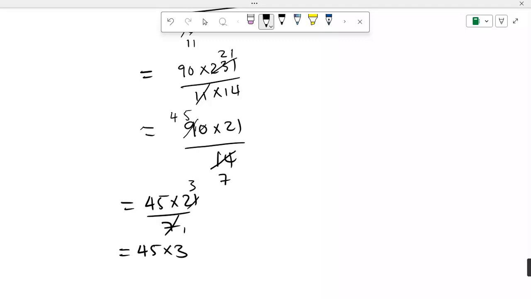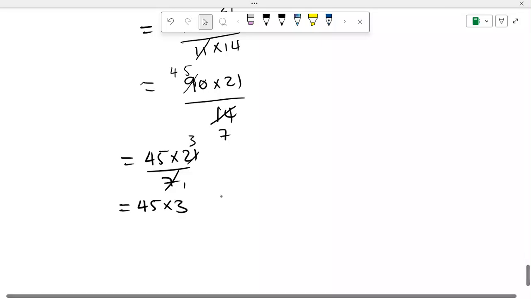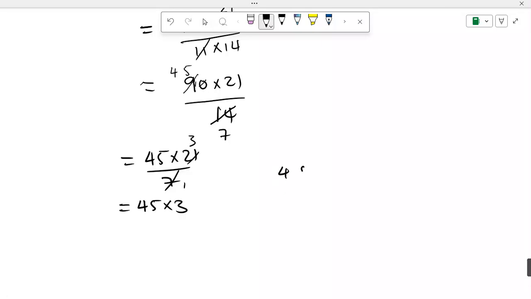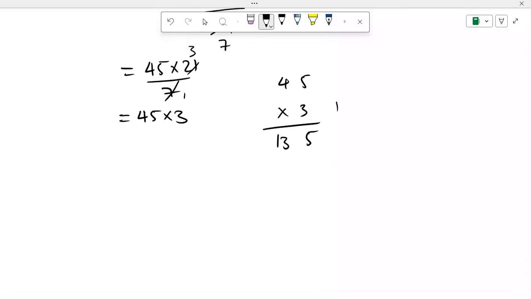So you have 45 by 3. Now our list is small, so we can easily solve 45 multiplied by 3. So 5 by 3, 15. 5, 3 by 4, 12, plus 1, you have 135. So theta equals 135 degrees.